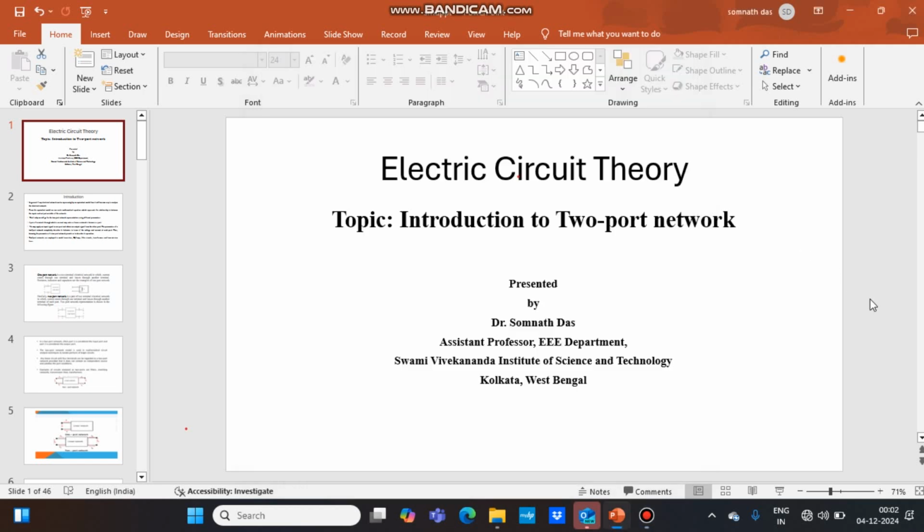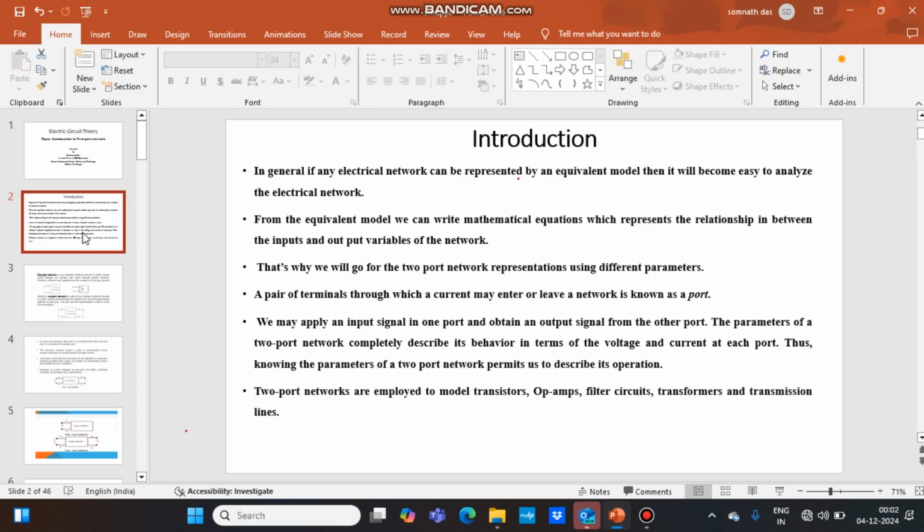Today in this lecture I am going to discuss the topic Introduction to Two-Port Network. So in this lecture I will cover what is two-port network, what are the needs for the application of this type of two-port network representation, and what are the different applications and what are the different parameters to represent the two-port network.